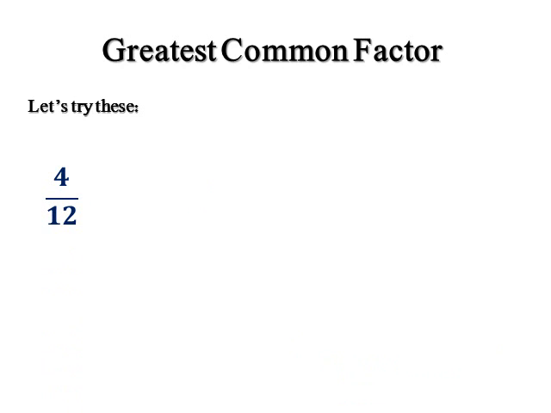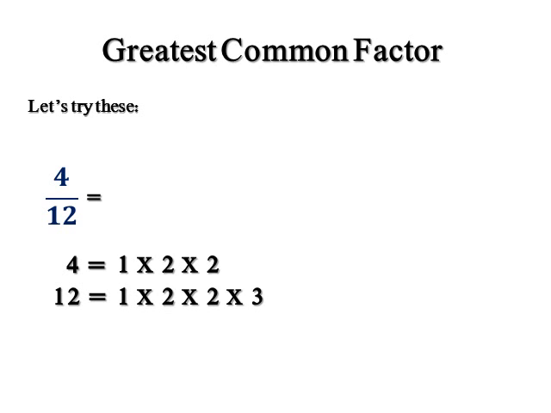Alright, let's try another one. 4 over 12. Again, let's factor 4 and 12. So that's 1 times 2 times 2 for 4. And for 12, we have 1 times 2 times 2 times 3. We circle out the common factors. We have two 2's. By the way, we do not encircle 1 because I just added 1 in here to make sure that if all the factors in the numerator cancel out, you don't get confused that you don't have anything left. So we don't have to circle out 1.